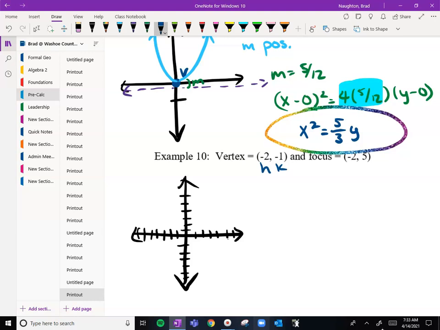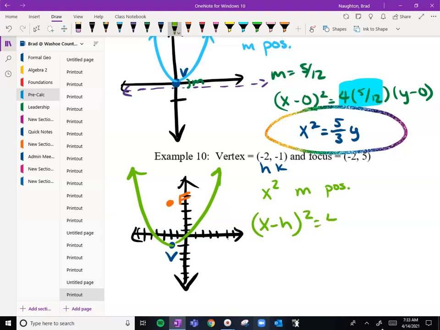So let's go ahead and plot. So negative 2, 1. This is going to be my vertex. And then my focus is negative 2, 5. 1, 2, 3, 4, 5. So we can see that our parabola is looking something like this. So that's an x squared graph where m is positive. And so we now know that that's x minus h squared, 4m, and then y minus k.